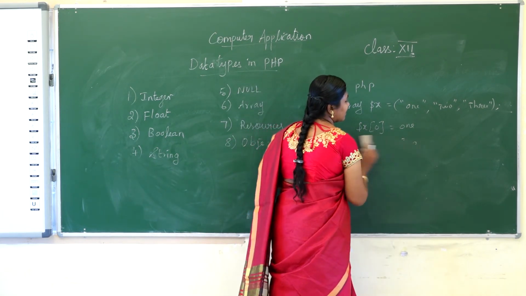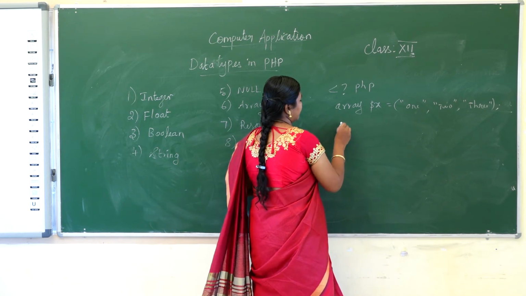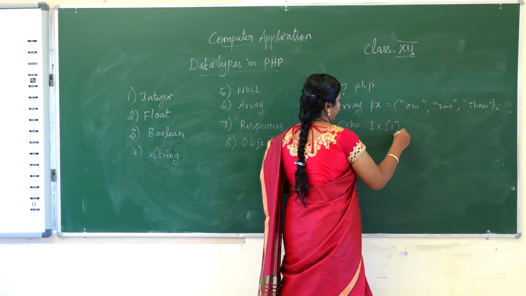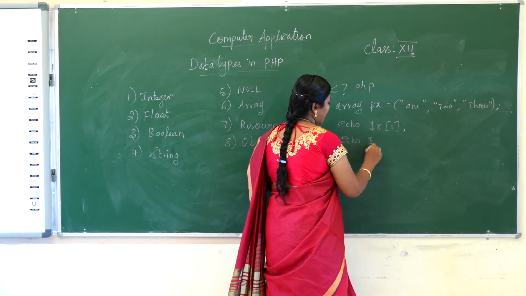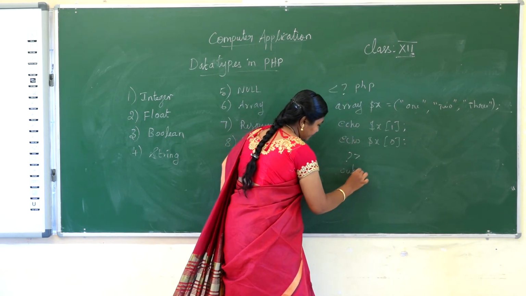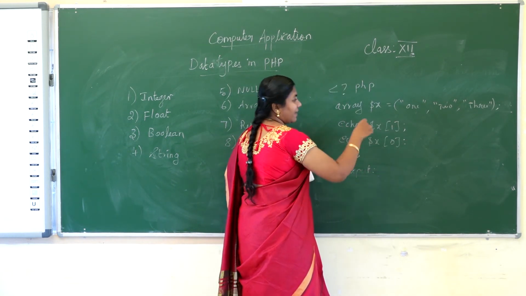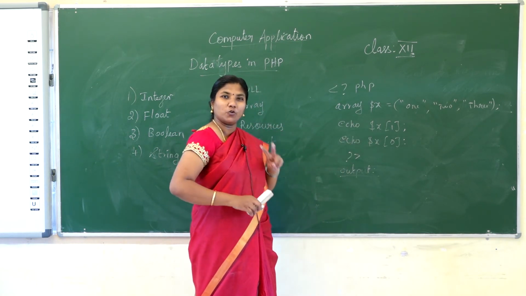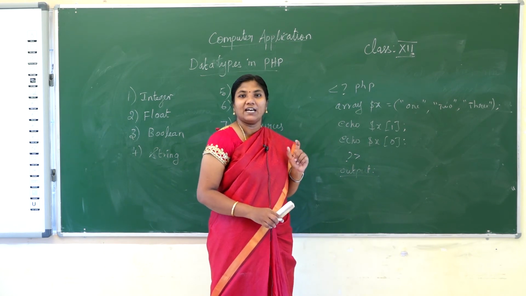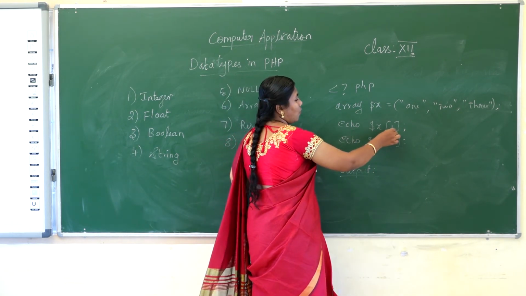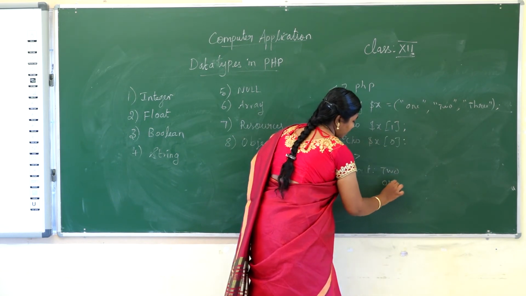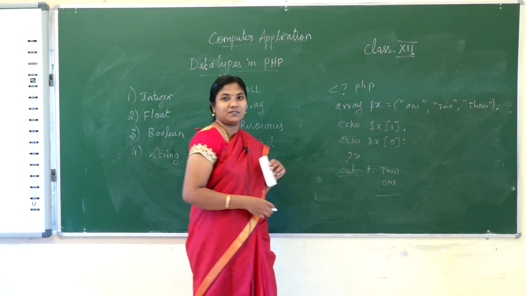So this is the concept of array, and it will be stored like this. How are we going to print? echo $x of 1, echo $x of 0. So what will be the output? I have given 3 values and I have asked to print only 2 values, and I have given the index number. Based on the index number only I will get the output. The 1 corresponding value is 2 and the 0 corresponding one is 1, so this will be the output for me. Okay?